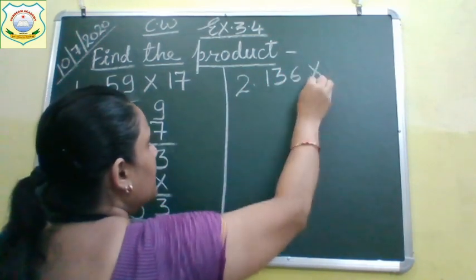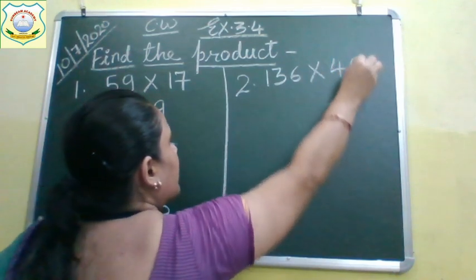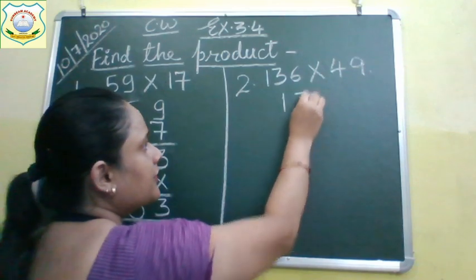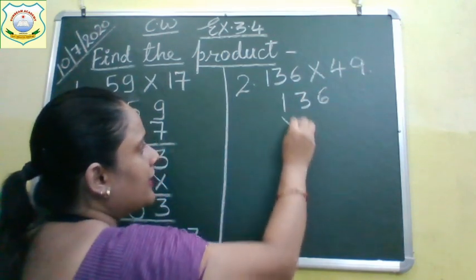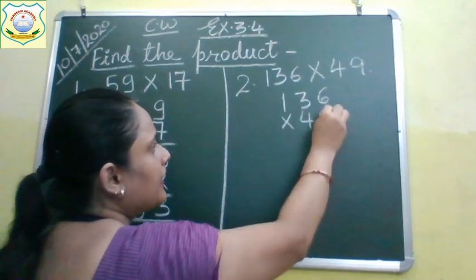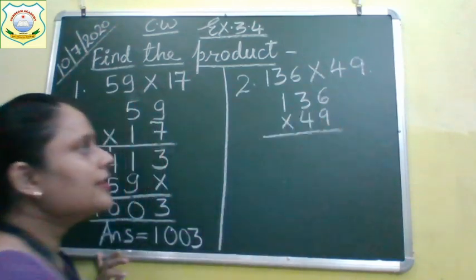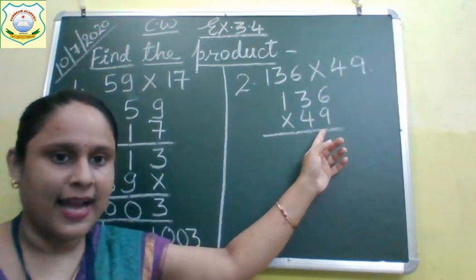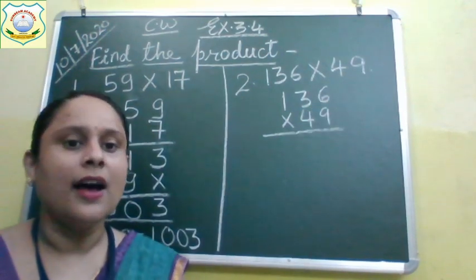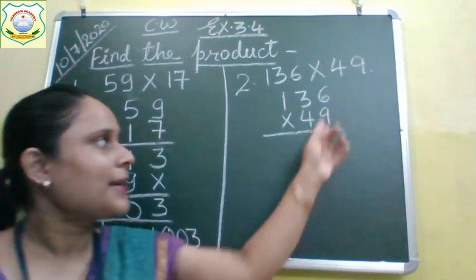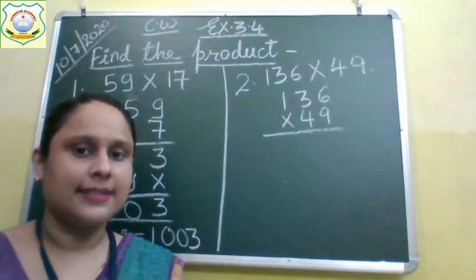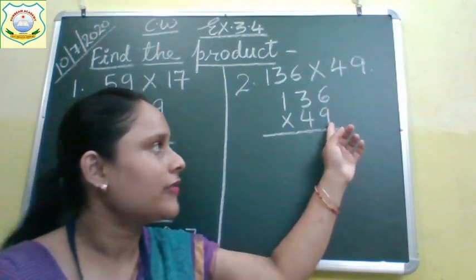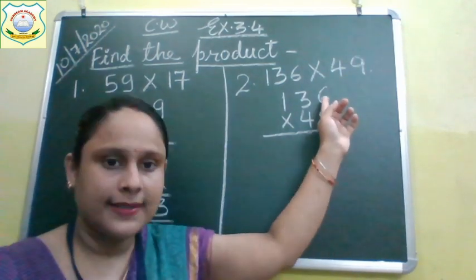136 into 49. Children, for what we will do? First, we will multiply this 9 to the number written in the ones place. Which is the number written in the ones place? 6. Yes, 6 is written in the ones place. So, first we will multiply this 9 to 6.